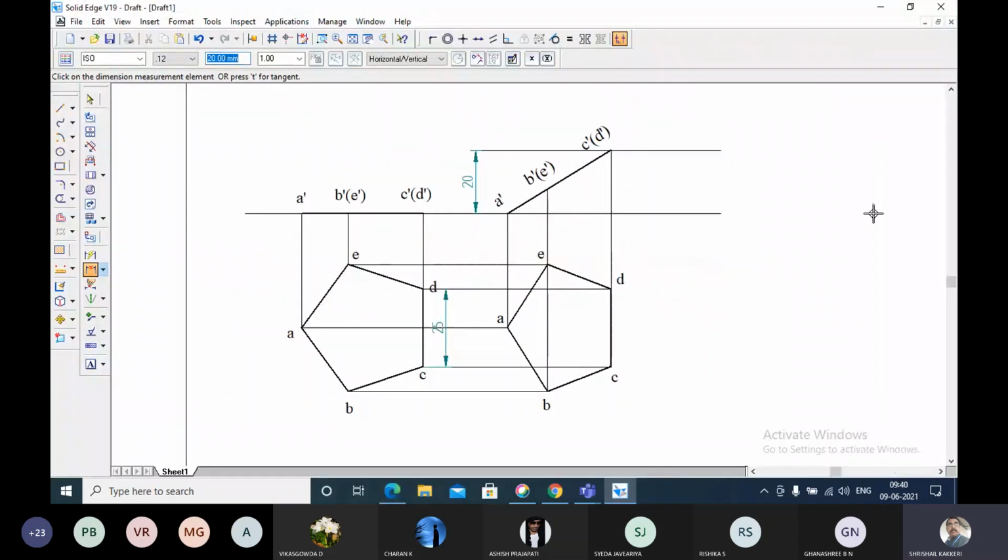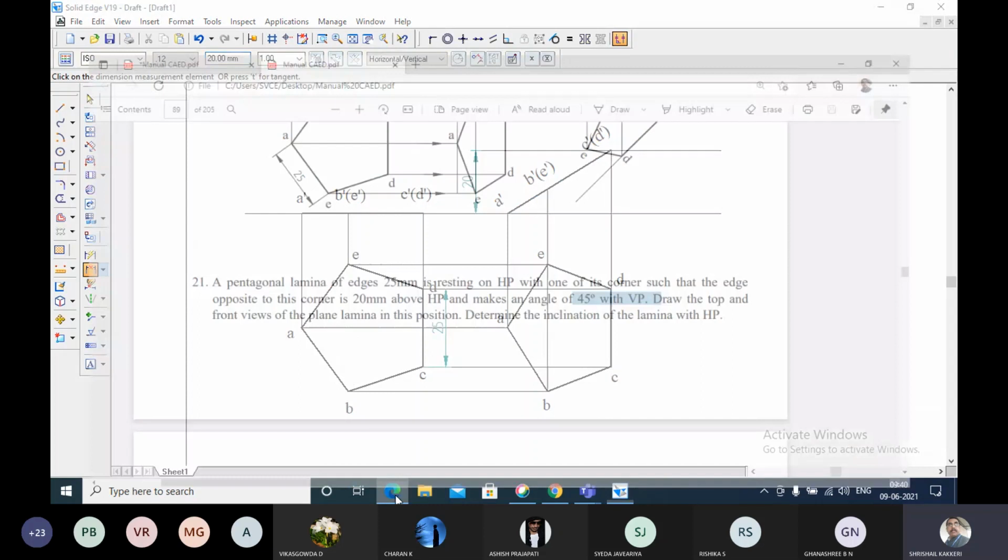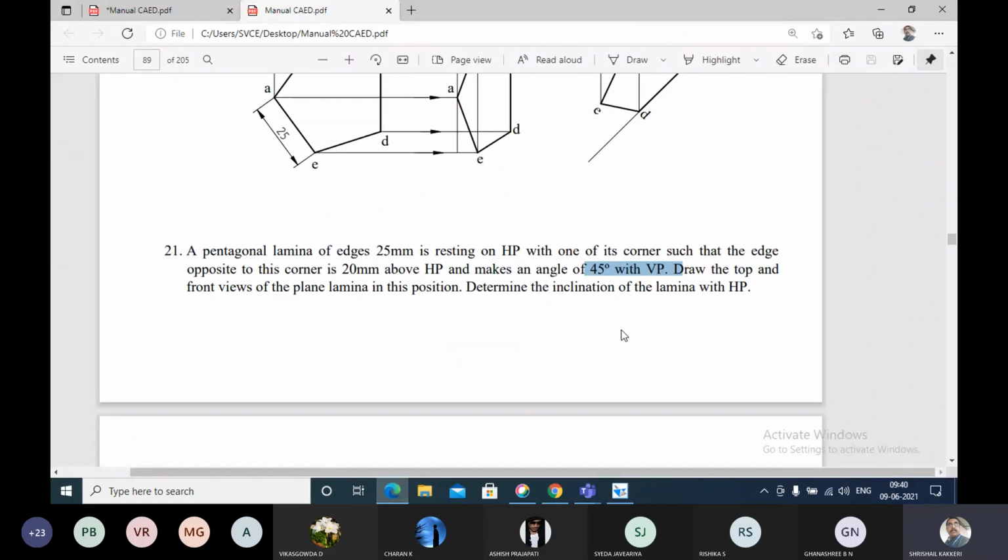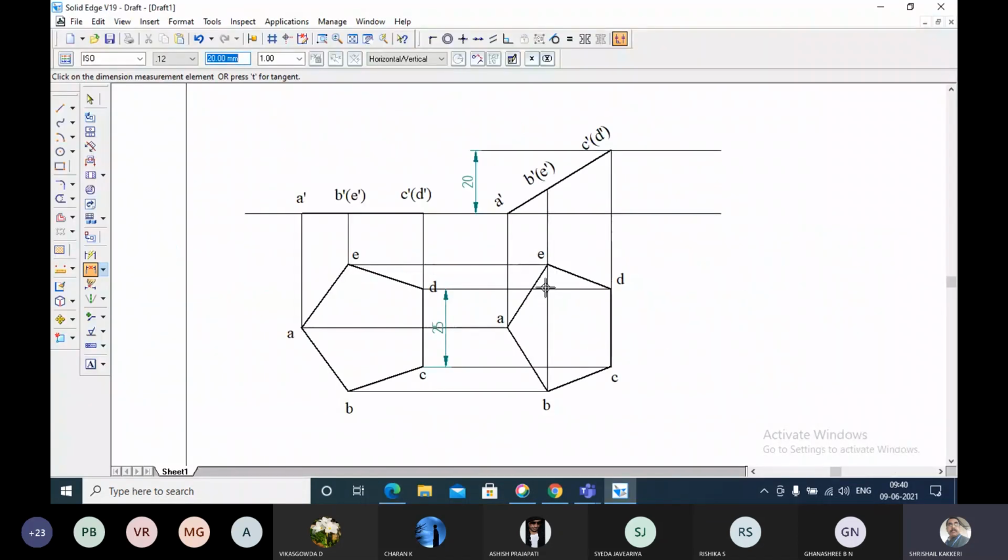I have to take the inclination of 45 degree to the VP. And anything else, they have not given us other conditions. Whether the edge is near to the observer or away from the observer, they have not given. Whichever way you feel is suitable to you, you can take it. One can take this side and one can take this side. Both the ways I'll be showing you.